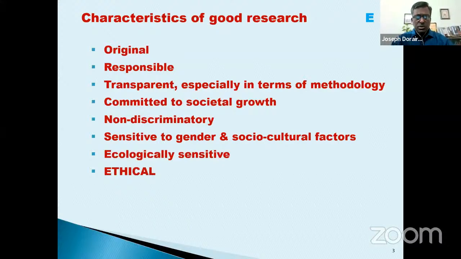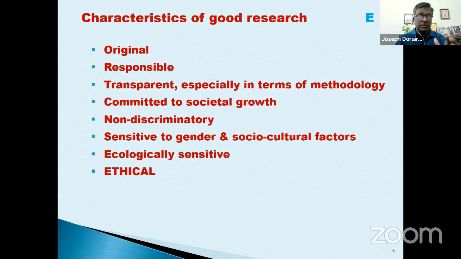As we all know, a piece of good research has to be original, has to be innovative, has to chart new territory. So originality is the hallmark of any good research, whether it is in humanities or pure sciences or social sciences. In addition to being original, good research should be responsible, and particularly when you talk about the methodology that the researchers have adopted, it should be transparent. The researcher should not hide how he or she went about it. So when the researcher talks about his or her methodology, there should be transparency.